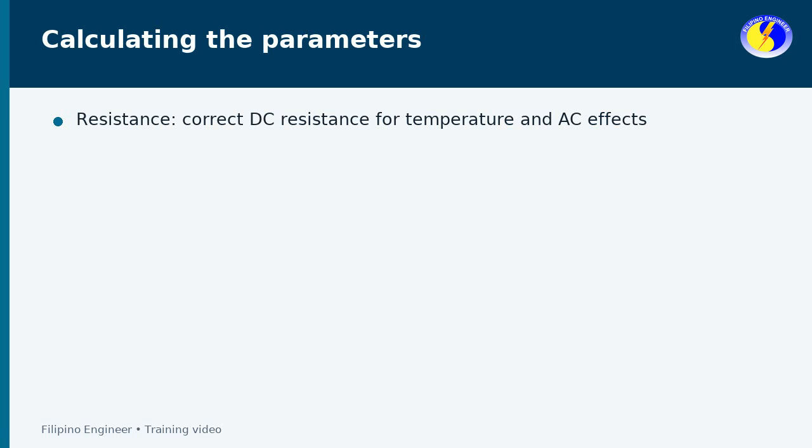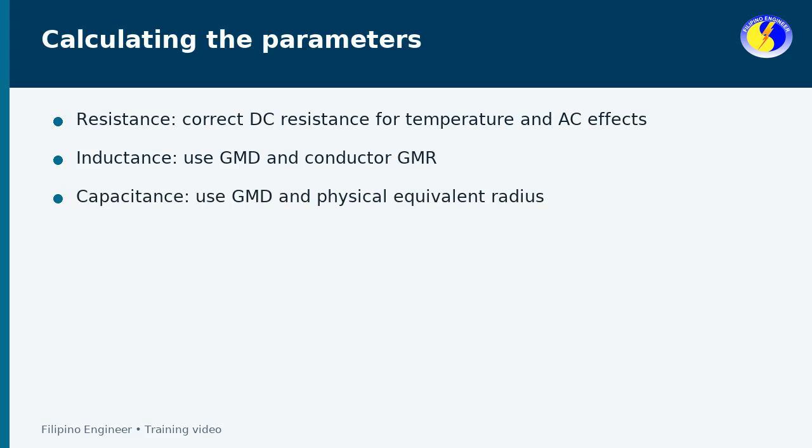Start resistance with the direct current value, correct it for operating temperature, then apply a conductor-specific alternating current factor. For inductance, calculate geometric mean distance and use conductor geometric mean radius, not physical radius. For capacitance, use the physical equivalent radius. Shunt conductance represents leakage and related real loss, but is normally very small for overhead line load flow models.